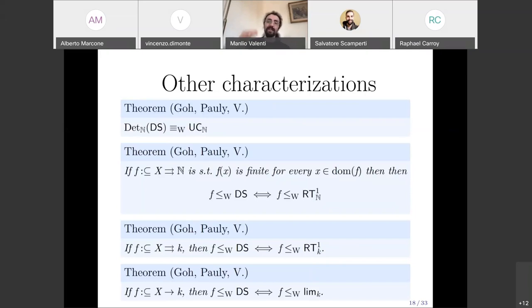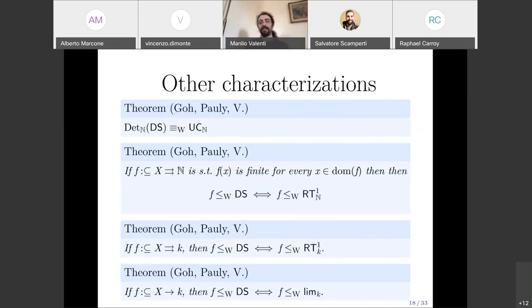Now we have a bunch of other characterizations of what is or is not uniformly computable by DS. I don't really want you to read all of this, also because there are some technicalities here. We related the lower cone of DS with Ramsey principles, like Ramsey's theorem for singletons. So if you want, a pigeonhole principle in which the number of colors is not specified a priori. For example, if you know that your function is going to have at most k different solutions, then it's reducible to DS if and only if it's reducible to RT1k, the pigeonhole principle for k colors. And here we have a limit on the k element space.